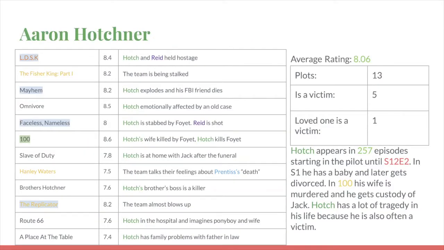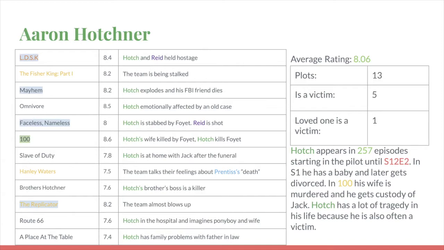Next, we have Aaron Hotchner. His average rating was 8.06. He had 13 plots about him. He was a victim 5 times. His loved one was a victim once. Hotch appears in 257 episodes, starting from the pilot until just after season 2. In season 1, he has a baby and later gets divorced. In 100, his wife is murdered, and he obviously gets custody of Jack.